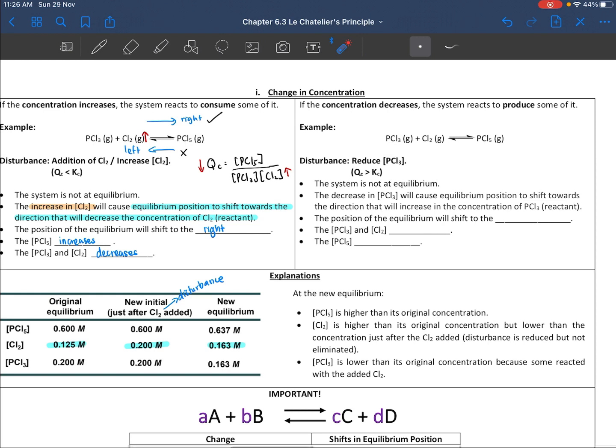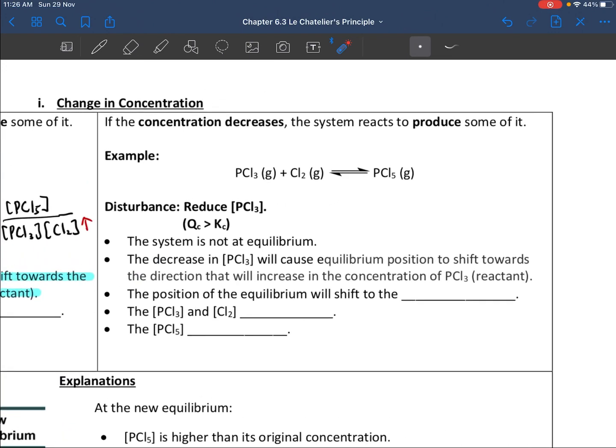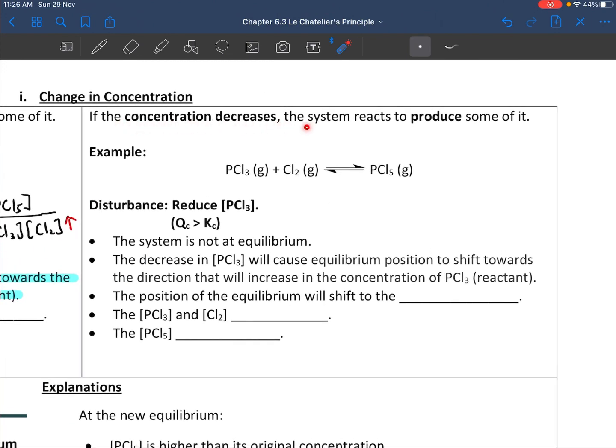Okay, and then next one, kita cuba tengok example yang seterusnya. Okay, so if the concentration decreases, the system reacts to produce some of it. Tadi concentration meningkat, kita akan cuba kurangkan. Sekarang concentration tu kurang, sistem tu akan cuba untuk hasilkan ataupun tambahkan concentration yang berkurang tu. Okay, so kita akan guna the same reaction lagi. Cuma sekarang saya reducekan concentration of PCl3. Okay, so this concentration of PCl3 is reduced. Okay, so system is not at equilibrium.